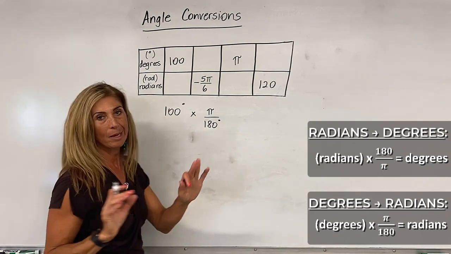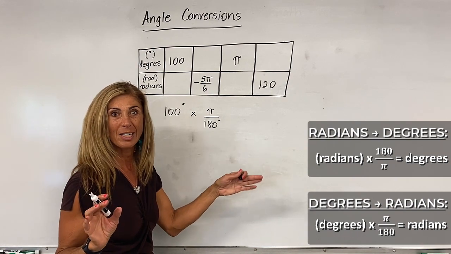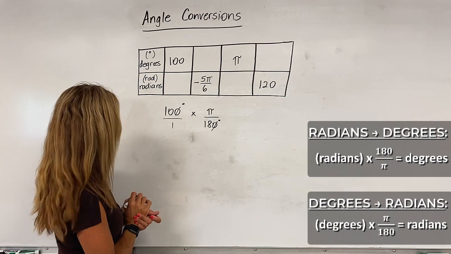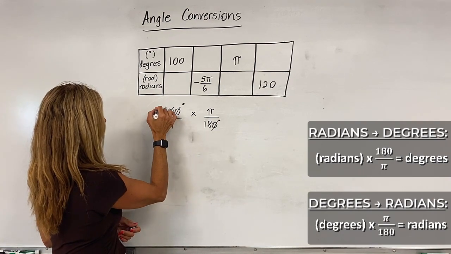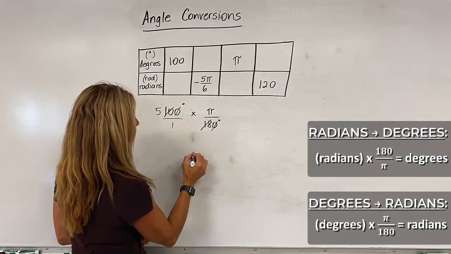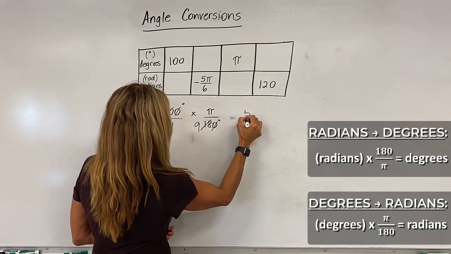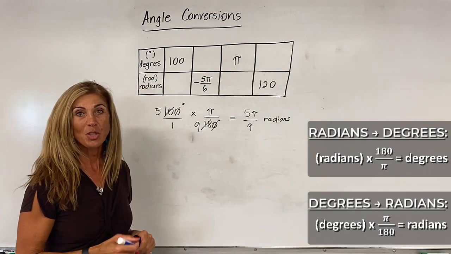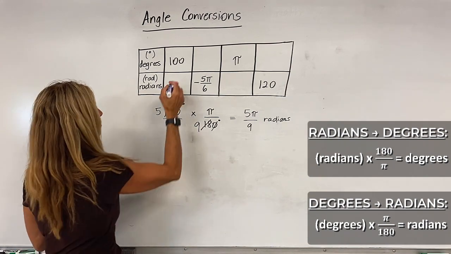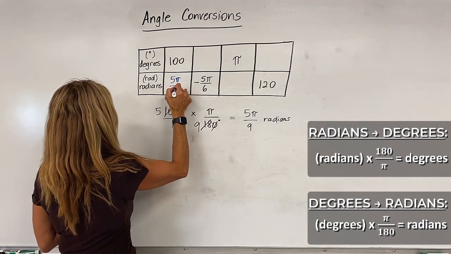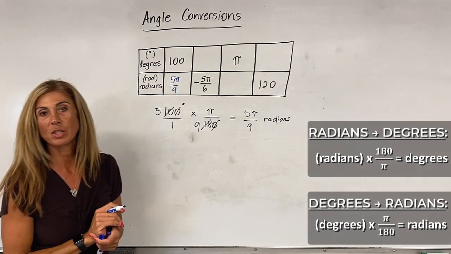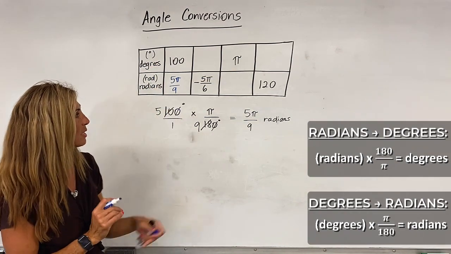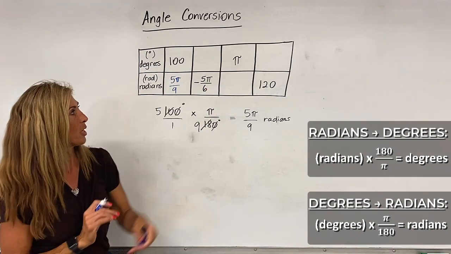Simplifying this problem, and I always strongly suggest you simplify and not just multiply across. Our zeros simplify to 1. 2 goes into 10 5 times, 2 goes into 18 9 times. Final answer, 5 pi over 9 radians. So we have a value of 5 pi over 9 radians, which is equivalent to 100 degrees. Since we're converting from degrees to radians, let's move on to the third column.